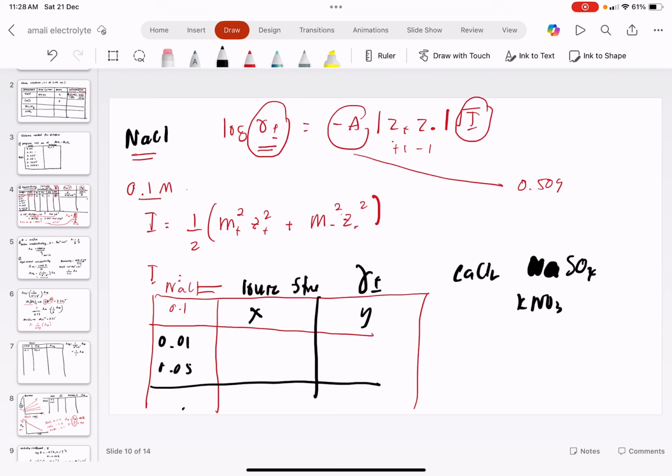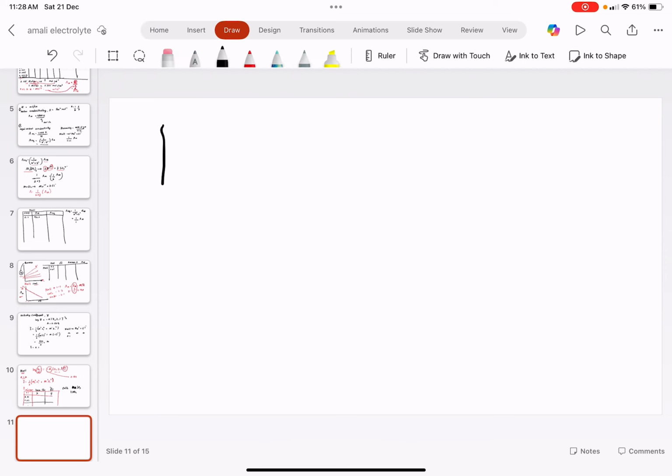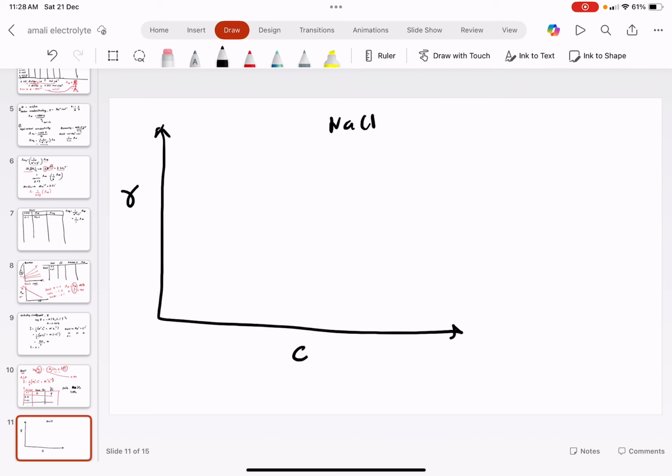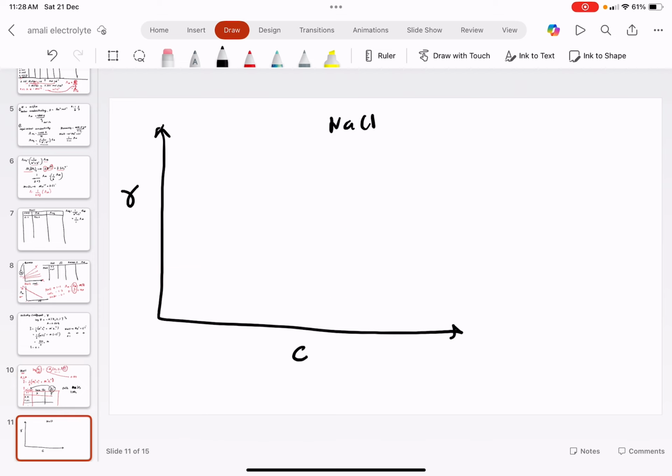Once you have these tables, you need to plot a graph. The last part will be this graph for concentrations, and then this will be activity coefficients. So for NaCl, you plot the graph based on this table, this against this concentration. You will see what the trend is for NaCl, what the trend is for CaCl2, and also for potassium nitrate and sodium sulfate.